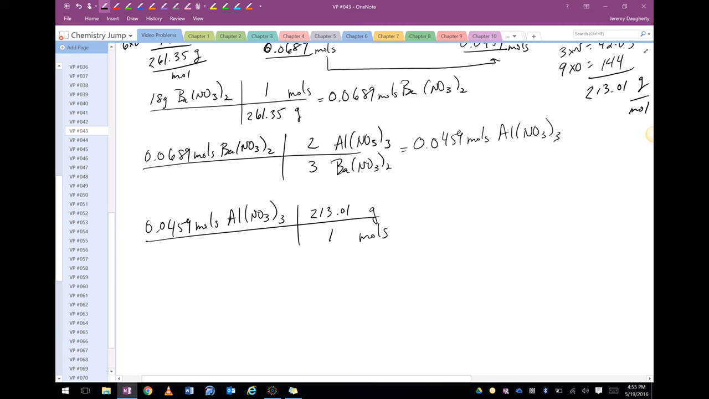That times that real small number, 0.0459, and I get a value of 9.8 grams, moles cancel out, of aluminum nitrate. I only want 2 significant figures here, so there you go.